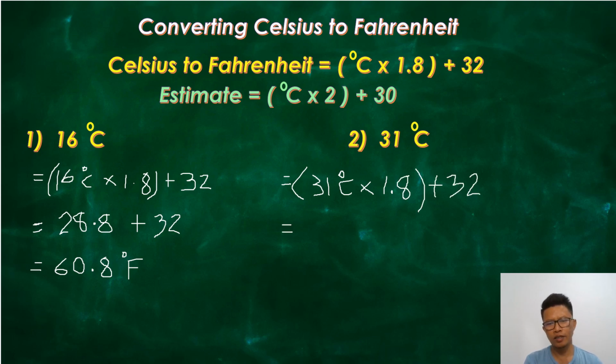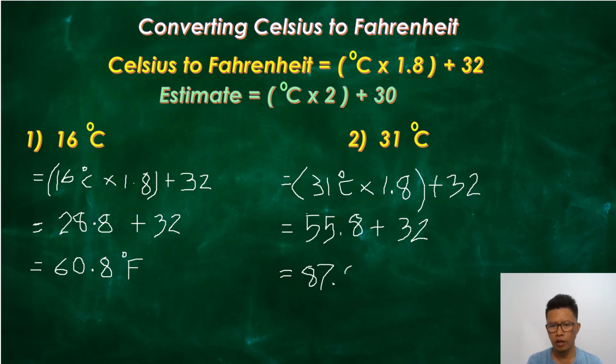If we multiply 31 degrees Celsius times 1.8, you get 55.8, plus 32, that is equal to 87.8 degrees Fahrenheit. If we are going to estimate, that is 31 times 2, that is 62, plus 30, that is 92. That's also close to 87.8. That is how to convert Celsius into Fahrenheit.